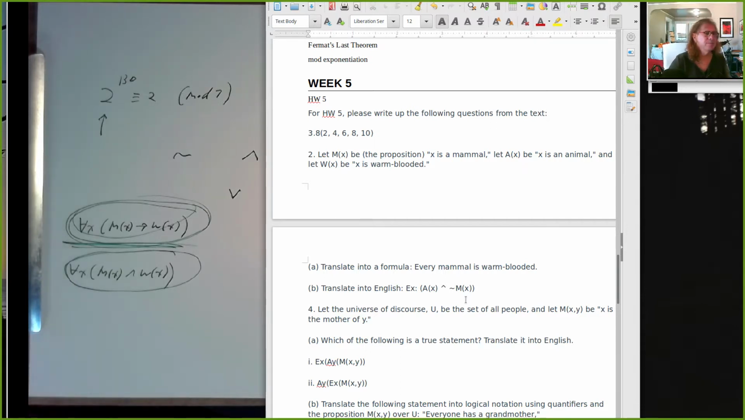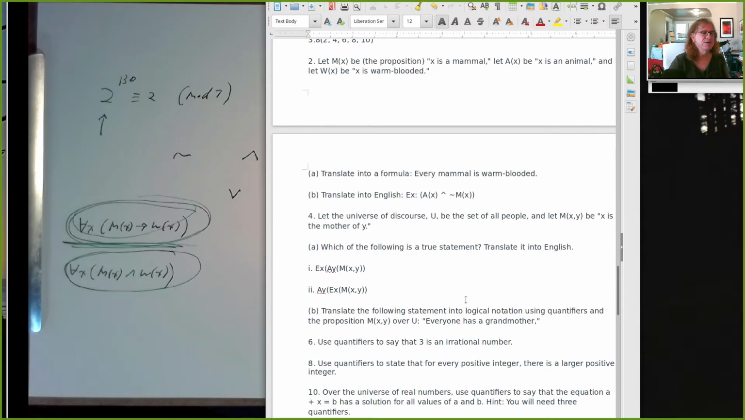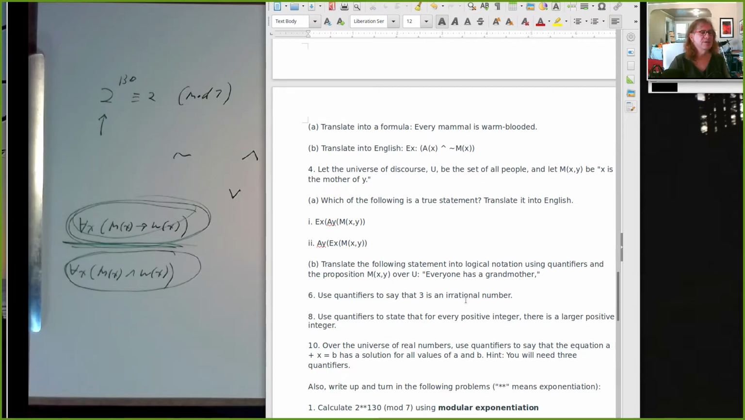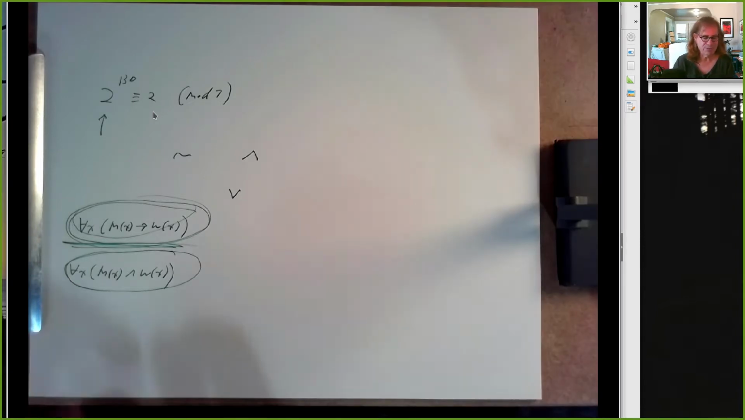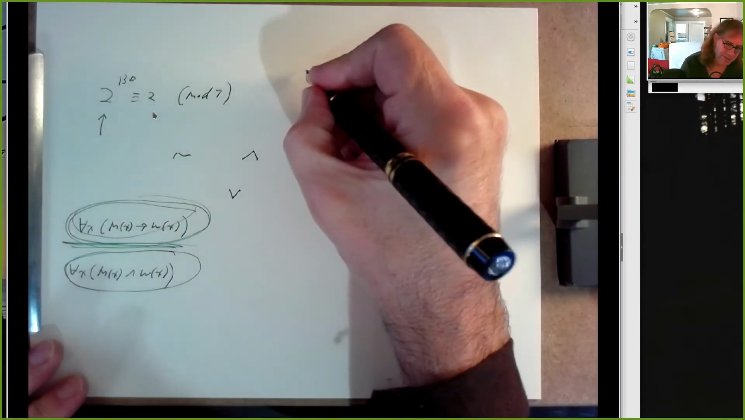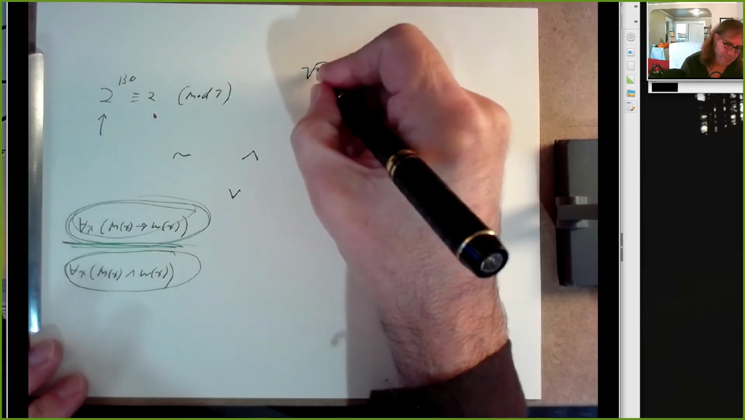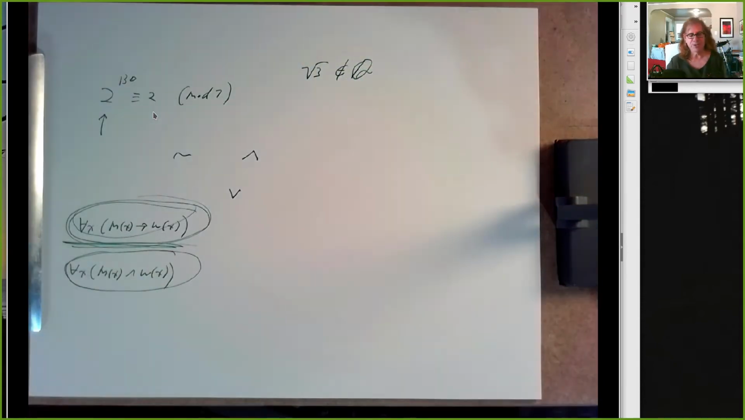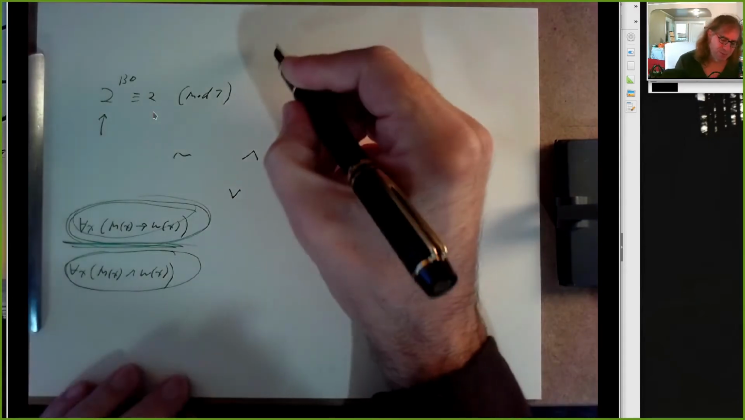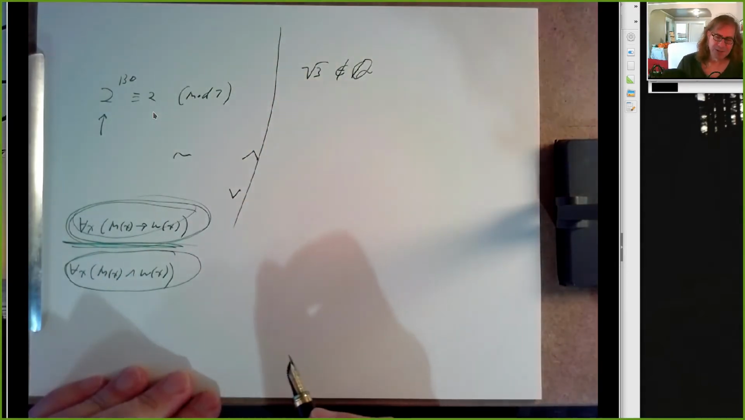All right. Question 4 we talked about last time, and I did not grade that. Question 6 we talked about, but I did grade that. Use quantifiers to say that square root 3 is an irrational number. So a few different ways to do this. If you know about rational numbers, this would not be using quantifiers. But, you know, square root of 3 is not contained in the set of rationals. Okay, so that's one way to say that radical 3 is irrational.